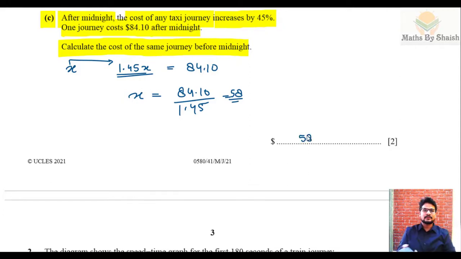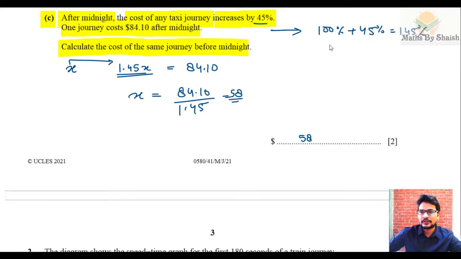So I believe it is fine, and whenever we have a question like increases or decreases, we can work corresponding to 100%. For example, if it is 45% increased, it means 100% plus 45%, which is going to be 145%, and so we get the new amount as 1.45 times, because 145% is 1.45. So that's how we do it.